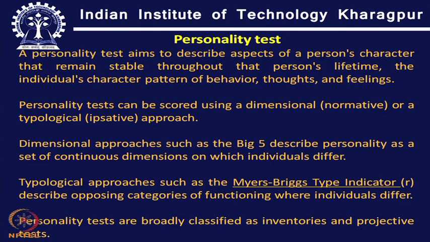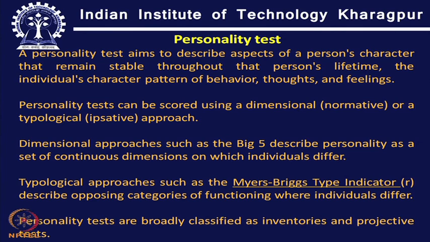The group of personality tests available for the measurement of personality includes some we have already discussed, like the Big 5 personality, which is a dimensional approach, a set of continuous dimensions on which individuals differ. And the Myers-Briggs Type Indicator, which is a typological approach in which there are two opposing characteristics of functioning where individuals differ.